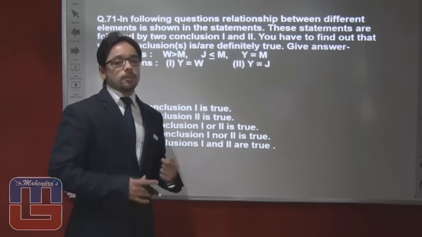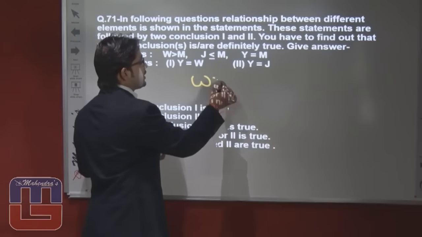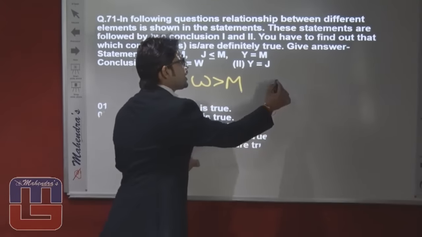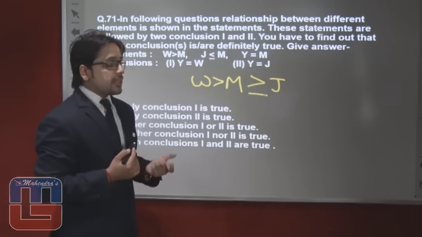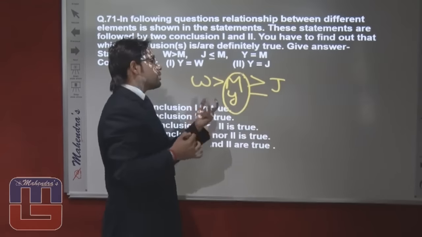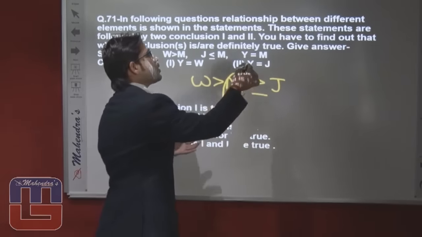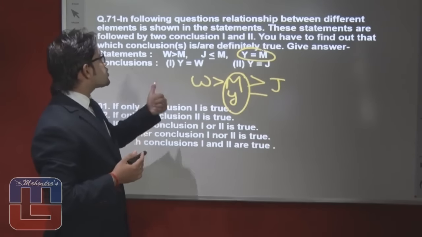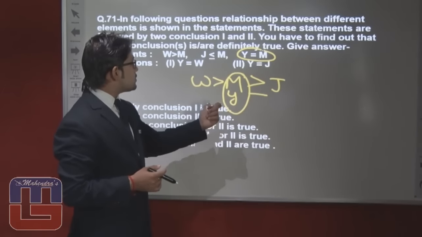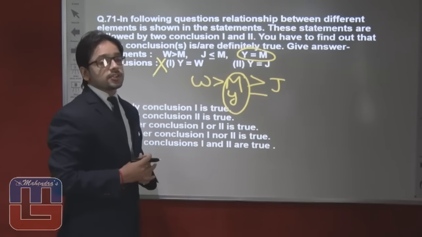In this question again 3 statements are followed by 2 conclusions. We have to first combine all the 3 statements, that is W is greater than M. The second statement, as you can see, is saying J smaller equals to M. Now we can combine it, J is smaller equals to M. The third statement is saying Y is equals to M. So Y is equals to M means we can put Y or M, it will not impact our question, because according to the question Y is equals to M. Let's say the first conclusion is saying Y is equals to W. Actually we know that Y is smaller than W. For example, the examiner wants to know if Y is equals to W, so we can say that this conclusion is false.